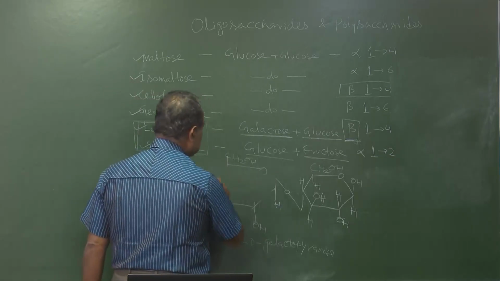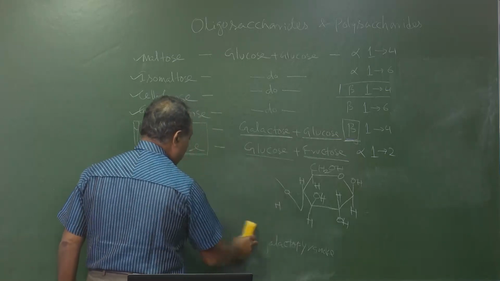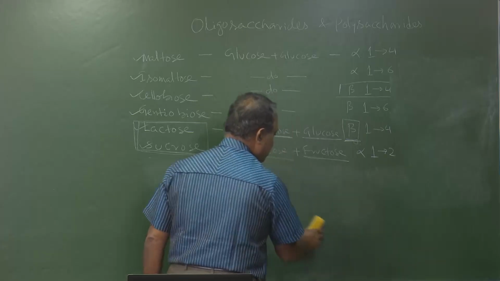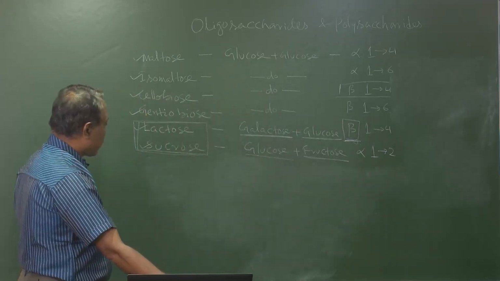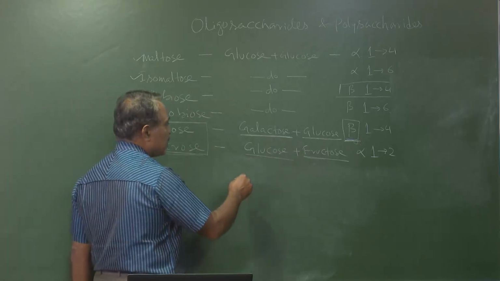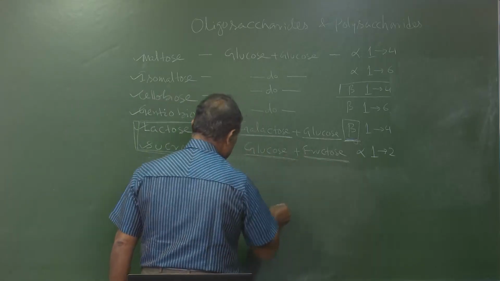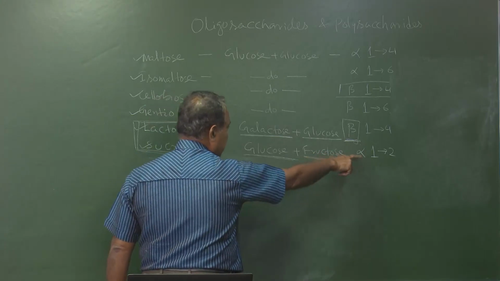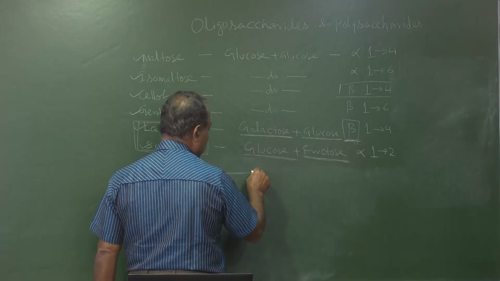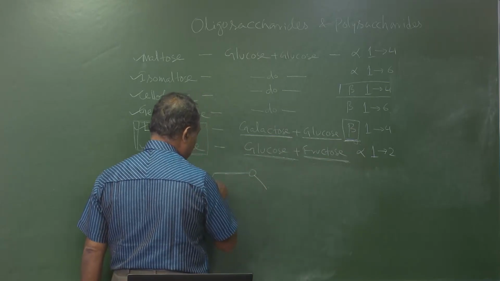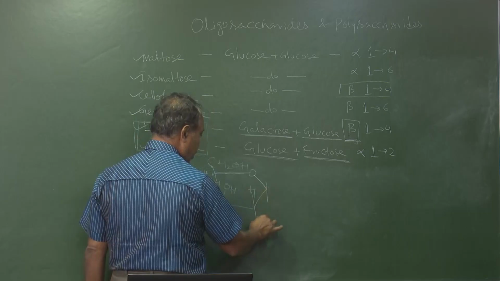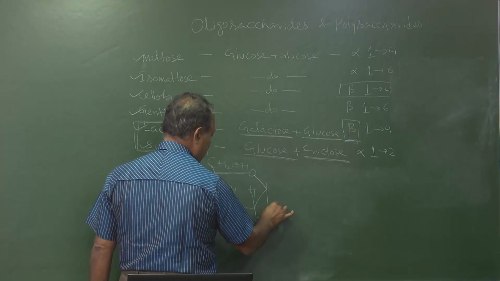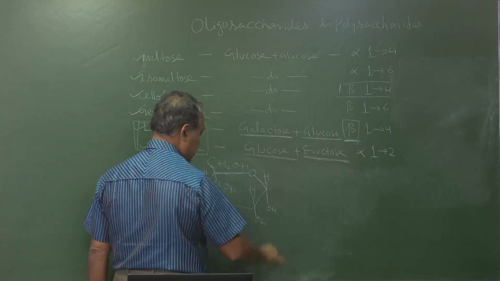So next one is the sucrose, the commonest disaccharide. We always use them as the sweetener. So here what happens? There is glucose and fructose. We will have the glucose. So glucose, it is alpha 1, 2. This glucose is alpha D glucopyranose. So here it is OH and here it is H.